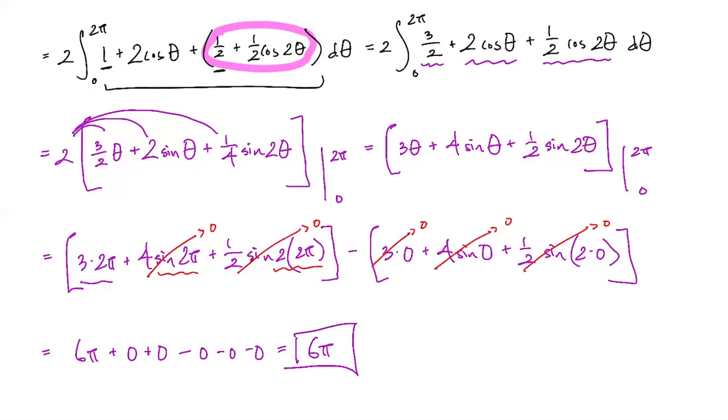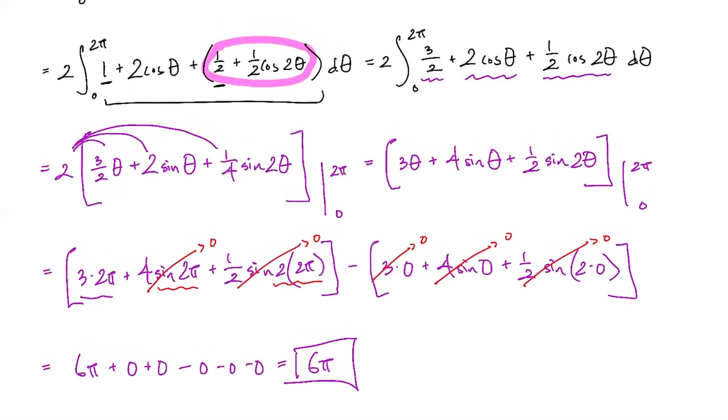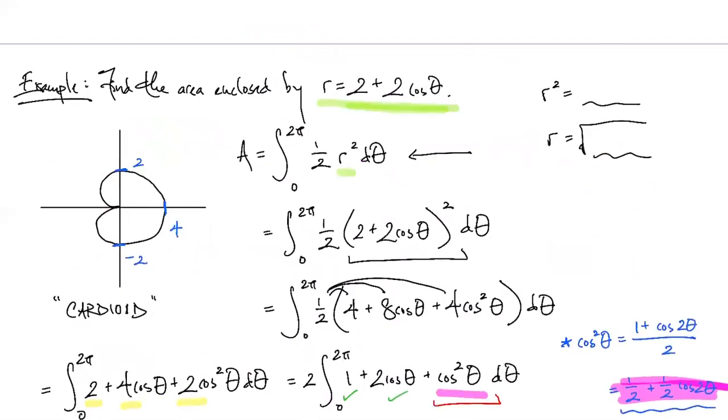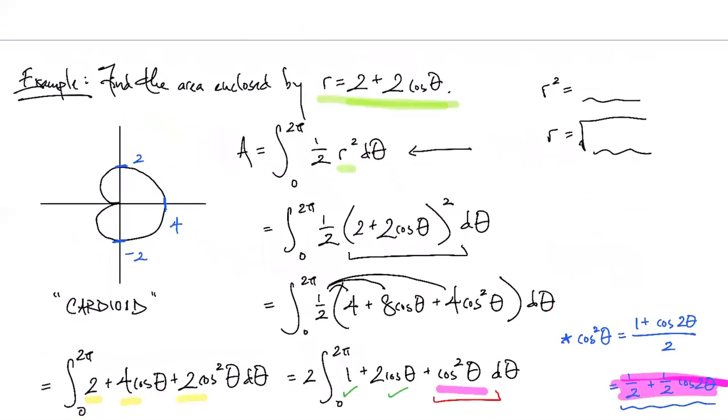Okay, but just to circle back to our original diagram. What that means is this beautiful little cardioid here, if I wanted to know how much space is inside the whole cardioid, it's exactly 6 pi.